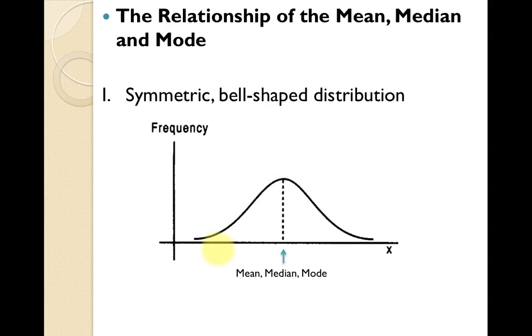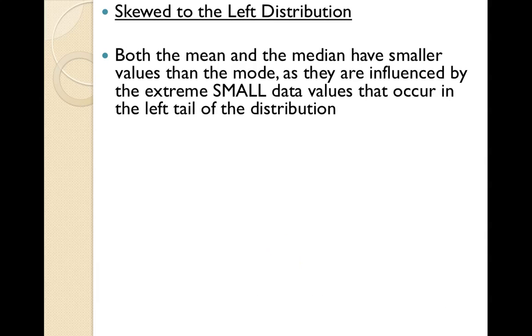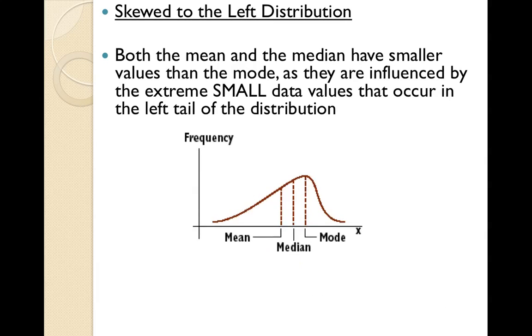There are some values less than the mean, median, and mode. There are some data values that are greater than the mean, median, and mode. The mean, median, and mode are directly in the center. Okay, if we look at a skewed left distribution, here's a picture of skewed left. And remember from our last lecture, skewed left means that the tail is being pulled out towards the left.